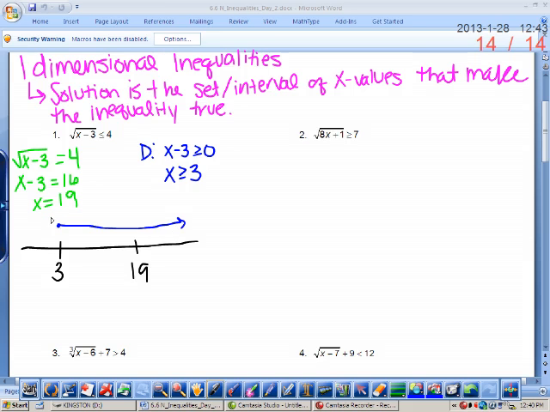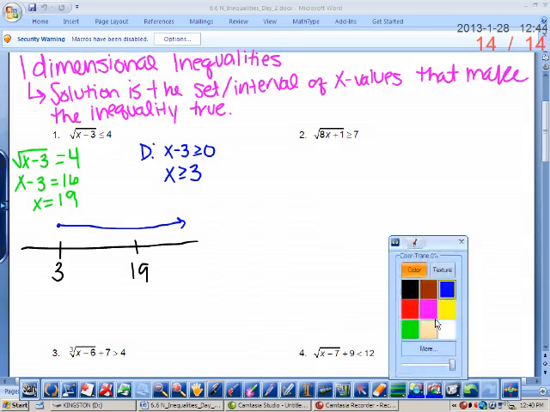So there's no reason to pay attention to numbers less than 3. These can't be solutions to the inequality because they're not even in the domain. I can't even plug them into the radical. So that arrow just kind of guides me. I only need to pay attention to the right side of this number line. All right, let's talk about 19.